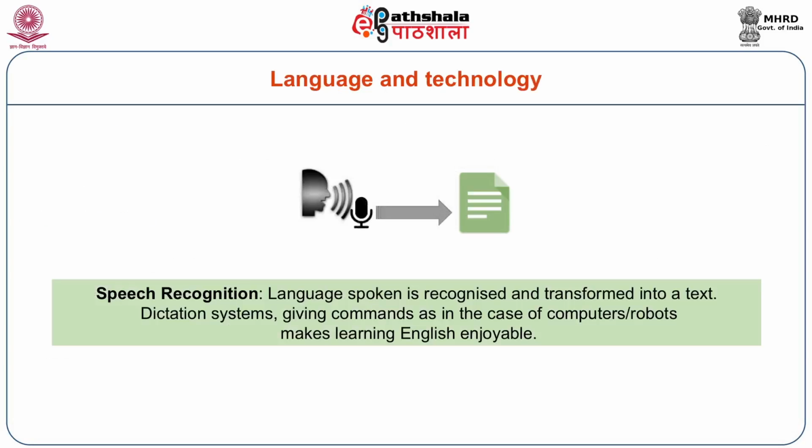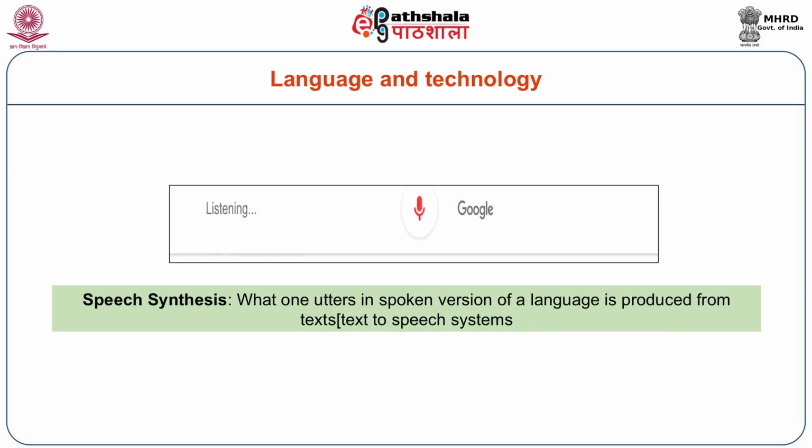Now, various things that help is speech recognition. Language spoken is recognized and transformed into a text. Dictation systems, giving commands, as in the case of computer robots, make learning English enjoyable and easy as well. Speech synthesis: what one utters in a spoken version of a language is produced from a text-to-speech system.